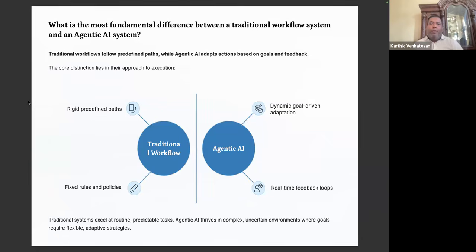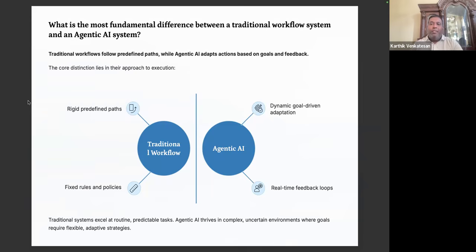Okay, so we talked about agentic AI and what an AI agent is, and how it is fundamentally different from the traditional workflows we've been using in the past, like AWS Step Functions. There are so many workflow systems. The difference is those are rule-based systems. They have rigid predefined paths, and you have fixed rules and policies. They cannot handle exceptions, like I was mentioning. If it doesn't meet the criteria, it doesn't know what to do. It just errors out.